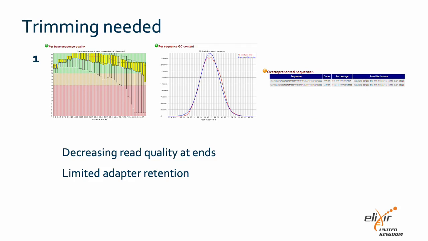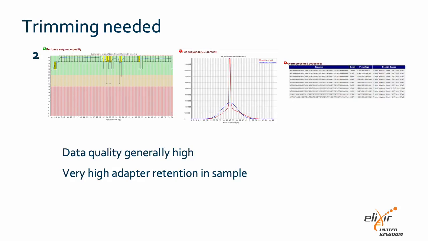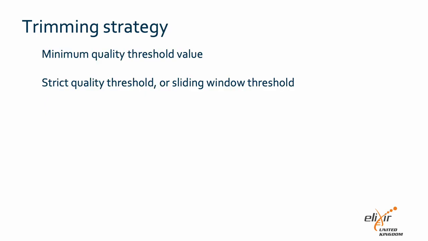So, we have two scenarios, one with some adapters and quality issues at the 3' end of sequence reads, and another with good data but high adapter levels. There are many tools available for trimming reads, including the popular TrimGalore and Trimmomatic.